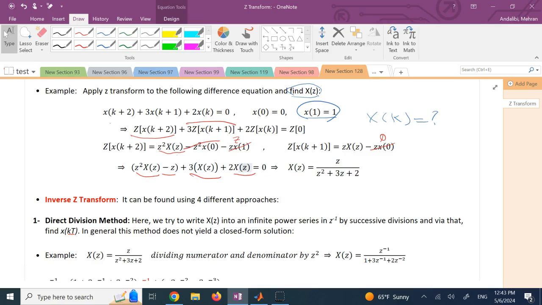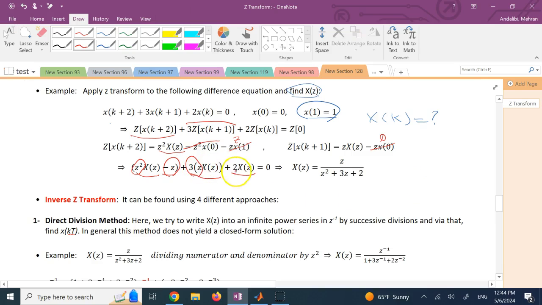Okay, this is how you should say it. Equals 0, and then the only term that does not depend on x of z, which is this one, is going to go to the other side, and the coefficient of x of z is going to be z squared plus 3z plus 2. So if you divide by the coefficient of x of z, this is your x of z. Okay, so this is the z transform of the solution.